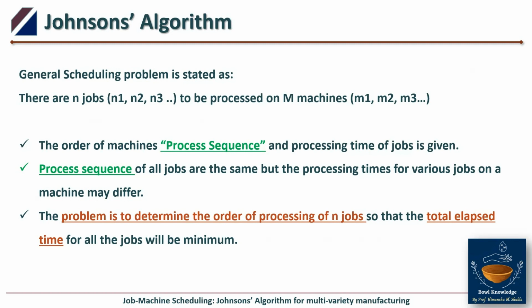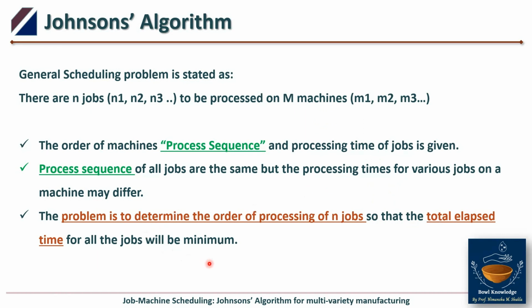There is a variety of products. As I was saying about biscuits, the glucose biscuit takes less time than the cream biscuit because there is a change in design. The product variety has a different type of complexity, due to which the processing times are different for different varieties of product. So the problem is to determine the order of processing of n jobs so that the total elapsed time for all the jobs will be minimum.